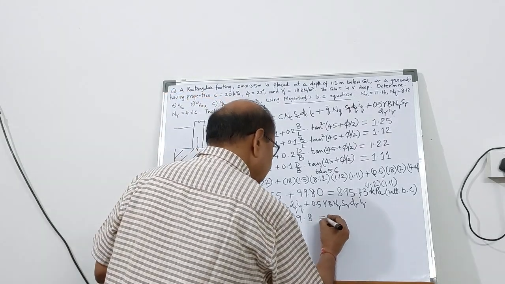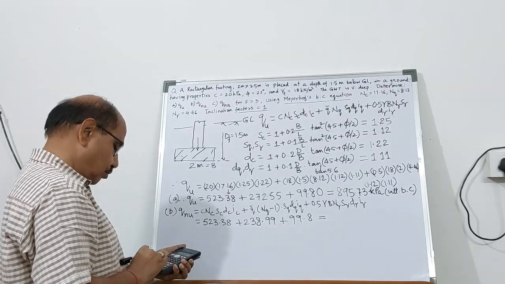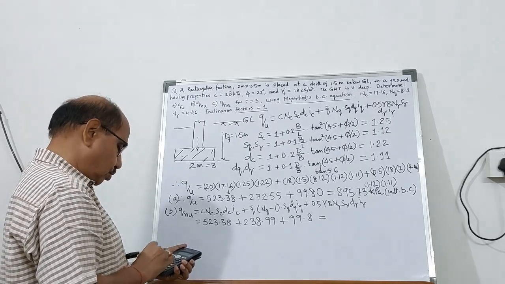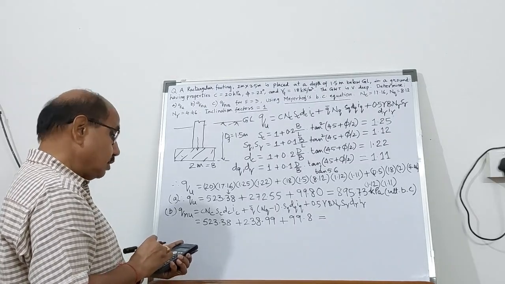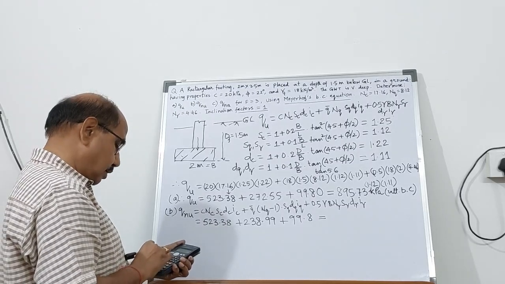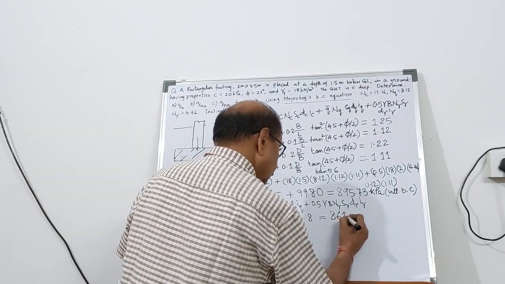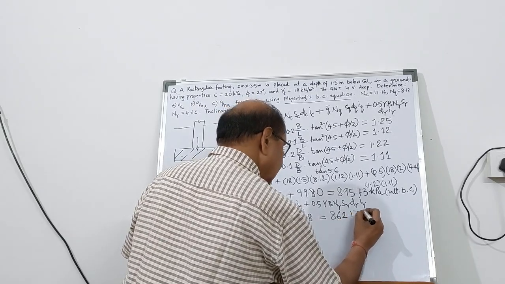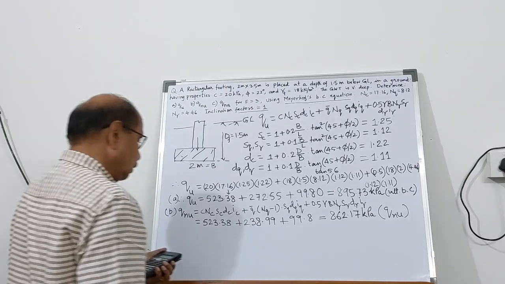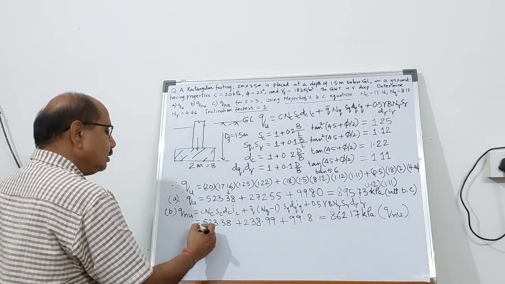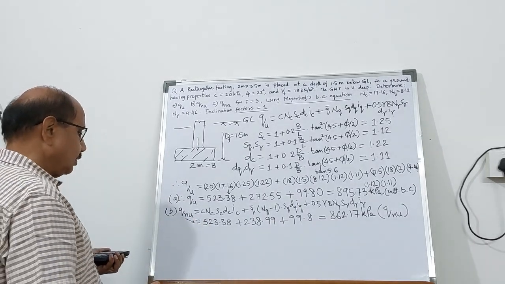So finally, if you calculate, let us see, 523.38 plus 238.99 plus 99.8. 862.17 kilopascal. This is the value of QNU. So you have been able to calculate QNU as 862.17.